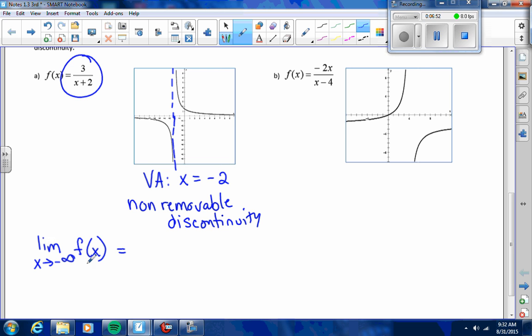Equals. All right, so as x approaches -infinity, so we're going where all the x values are negative, way far out here. The further out we go, what y value is our graph approaching? 0. As we go further and further down, it's approaching a y value of 0. So that limit is 0.